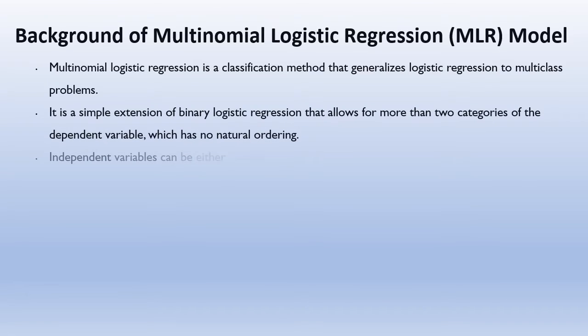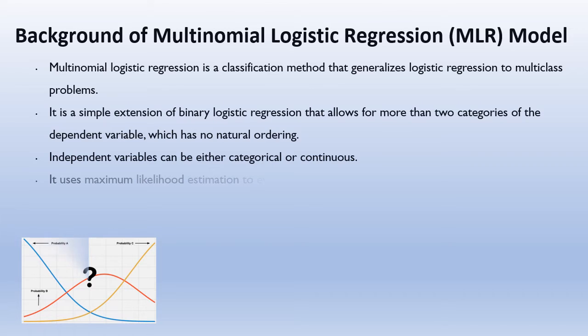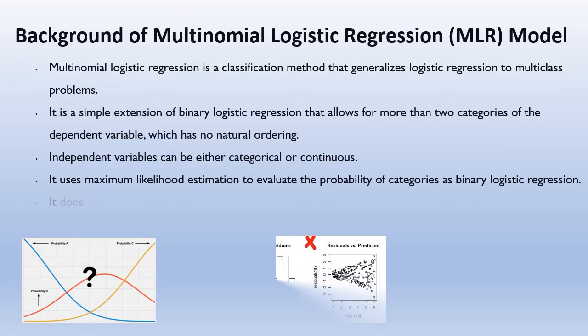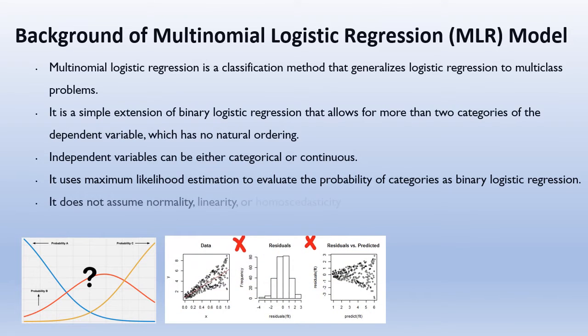Independent variables can be either categorical or continuous in multinomial logistic regression. It uses maximum likelihood estimation to evaluate the probability of categories, as binary logistic regression does. Multinomial logistic regression does not assume normality, linearity, or homoscedasticity, but it assumes independence among the dependent variable choices.